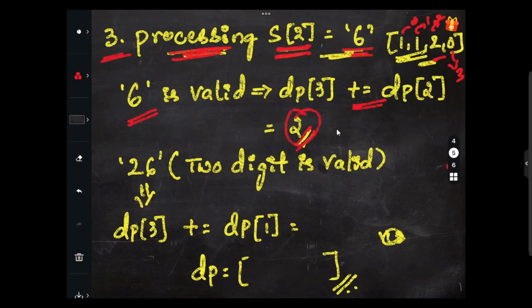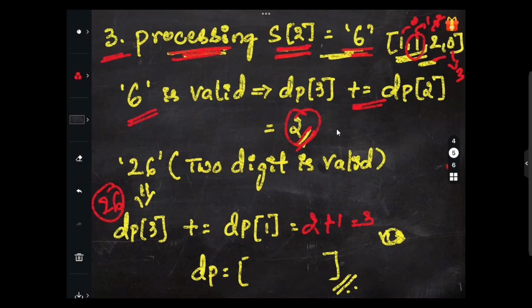We got 2 here. So next we will consider 2 6, 2 digits at a time. So 2 6 we didn't consider, right? 2 2 we considered, 2 6 we didn't consider. This is one of the things we have to consider, 2 and 6. In this case, DP of 3 equals DP of 3 plus DP of 1. DP of 3 from the previous step is 2, right? 2 plus DP of 1, here we have 1. 2 plus 1 will be 3.